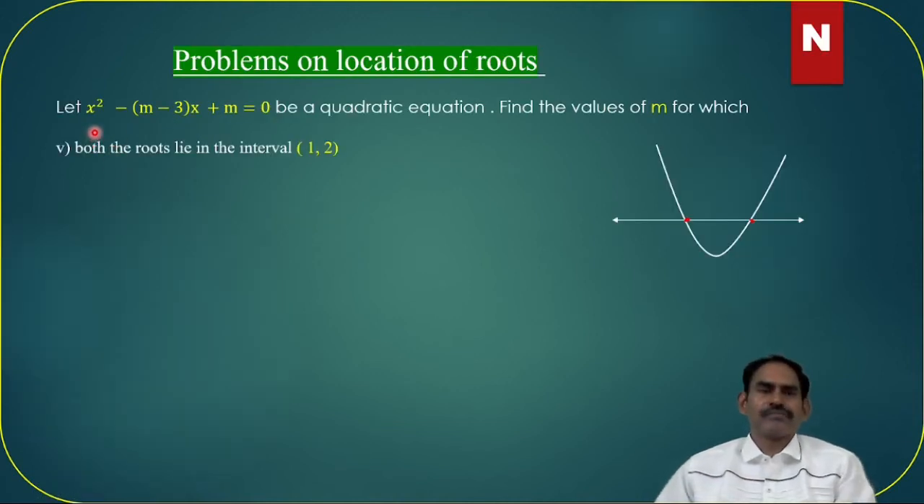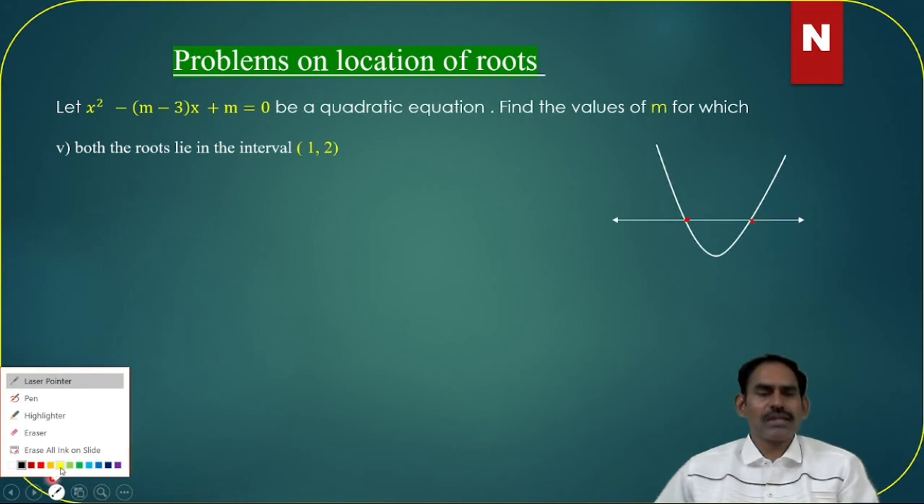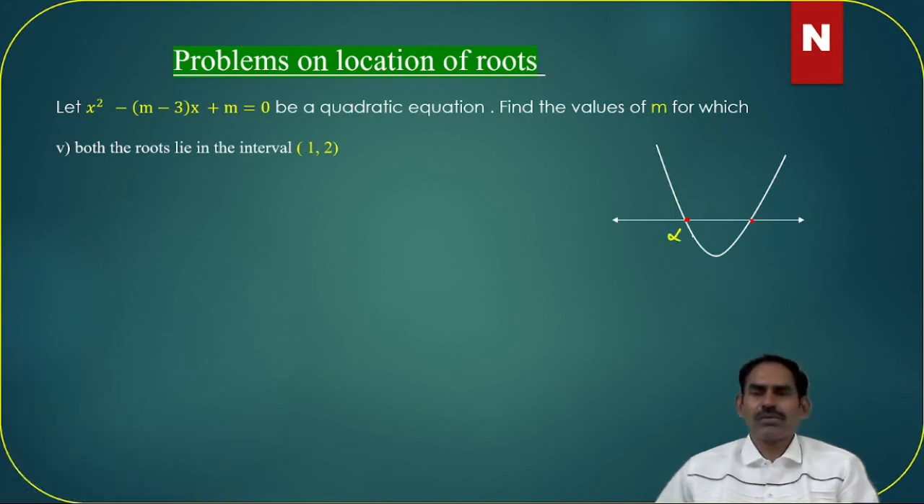Next question is: let x square minus (m minus 3) into x plus m equals 0 be a quadratic equation. Find the values of m for which both the roots lie in the interval 1 comma 2. Here both the roots lie in the interval 1 comma 2. These are the roots alpha beta. Here it opens upward again, the coefficient of x square is 1, so a is positive, open upward direction. So next, these are the values 1 and 2 I am taking here because both the roots alpha beta lie in the interval 1 comma 2. That's why we are drawing this.